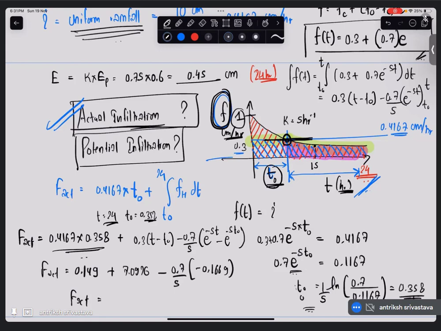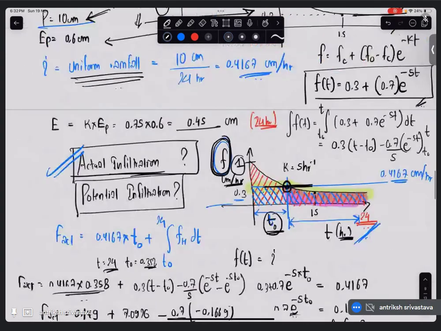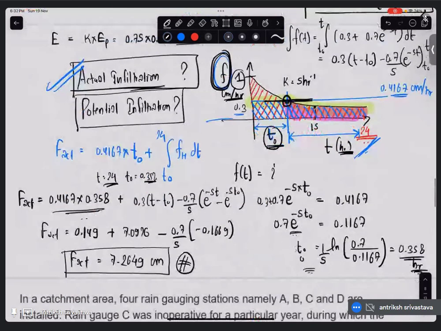did anyone compute till now? 7.2649 centimeters. Okay, is anyone getting anything different? Then you can tell me. I'll wait for a little bit so that you can catch up. Same getting, sir. Okay, very good. Very good then. So this is your actual infiltration.